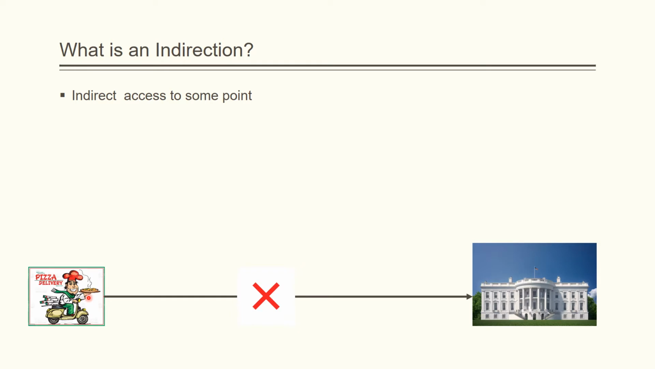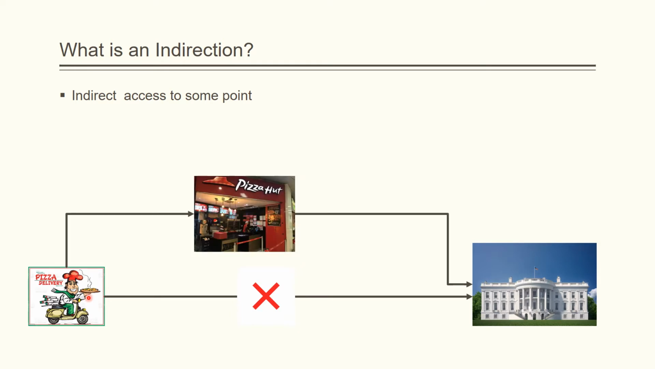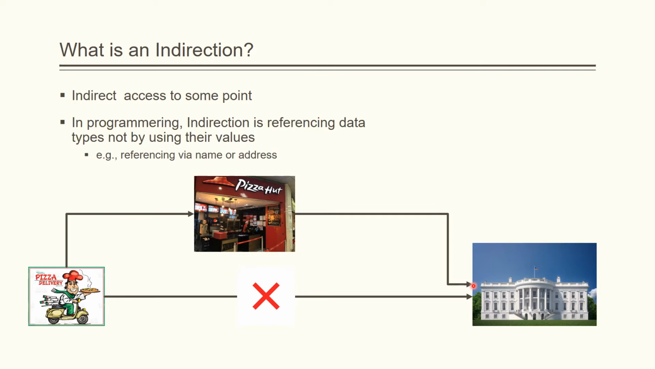So in that case, he needs an indirect access, which is: first he needs to go to the pizza shop and collect the pizza from there, and only then he can deliver the pizza to this building. And this would be called indirection or the indirect access method. In computer programming, indirection is referencing data types not by using their values. Rather, it is referencing data types by using their name or addresses.